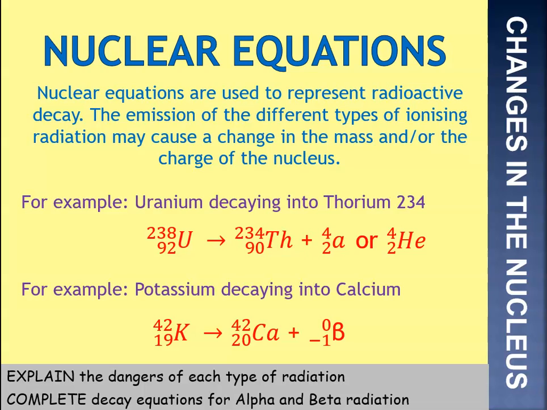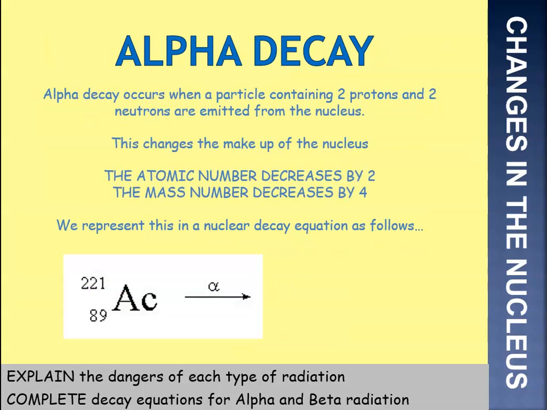Now we represent alpha particles in nuclear equations by either 4,2 in the alpha sign there, or a helium nucleus, 4,2 He. Potassium decaying into calcium is different. This is beta decay. We can see the symbol for beta decay, a mass of 0 and atomic number of -1. Again, the mass number of potassium does not change once it's decayed, but its proton number does go up by 1. We'll have a look at that in a bit more detail now.